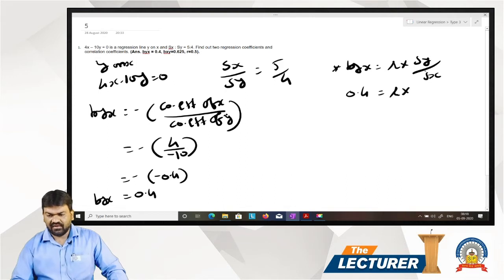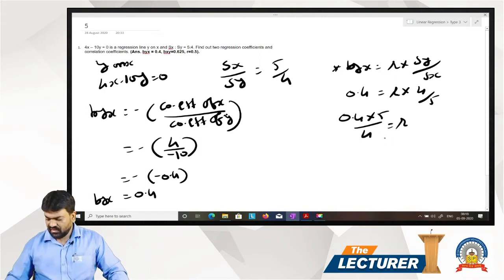r we have to find out. sy upon sx, we have sx upon sy, so reciprocal it, 4 divided by 5. 0.4 multiplied by 5 divided by 4 is equal to r. 5 multiplied by 0.4 divided by 4, that is 0.5. r is equal to 0.5.